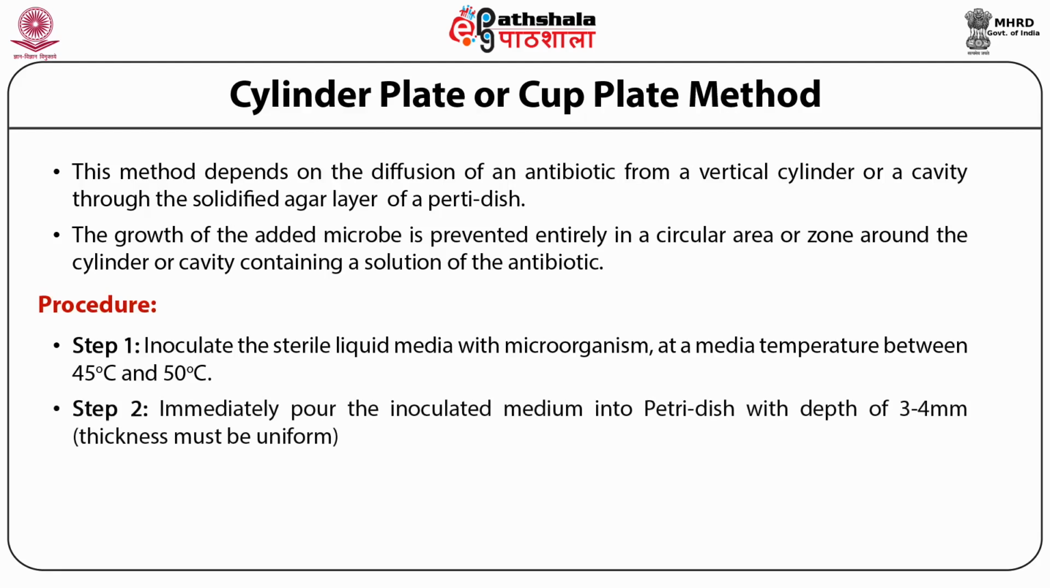Step number 2. After inoculating the sterile media with microorganisms, immediately pour the inoculated media into petri dish with depth of 3 to 4 mm. The thickness of the media must be uniform. Otherwise, if there is an uneven thickness, the result will be incorrect.